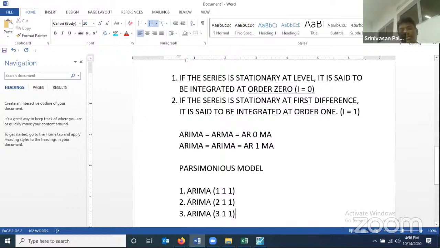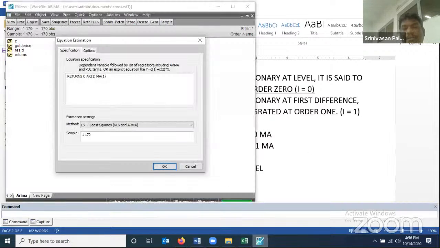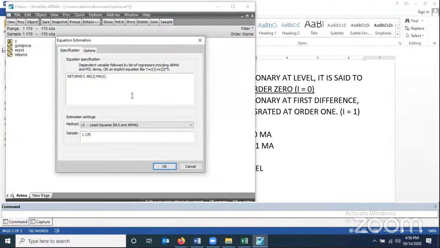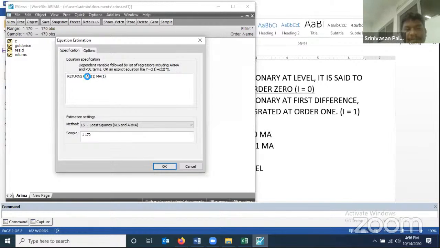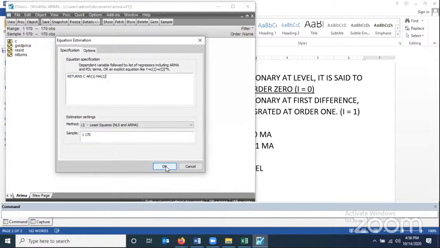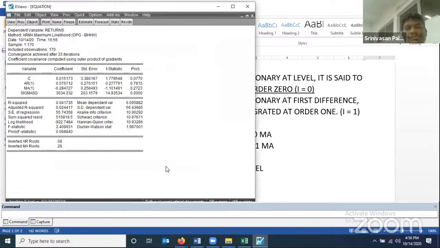I will ask a question. Why am I doing this? To identify the parsimonious model. How to identify the parsimonious model? By the appropriate lag length of P and Q. That is the exercise I'm going to show you. Basically, the ARIMA model is used for forecasting. Can you see the EViews screen now? Yes, sir. Returns is a function of C, constant, AR1, MA1. Now I'm going to click OK and see.